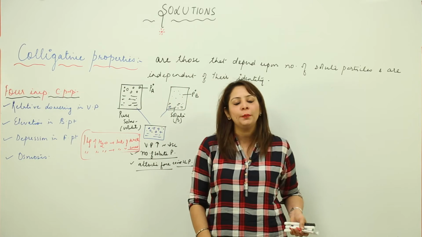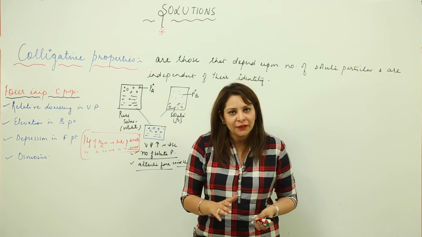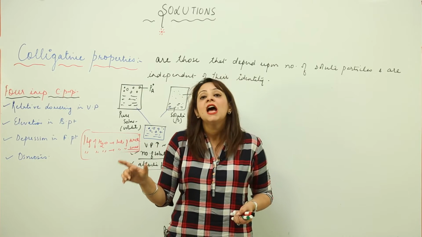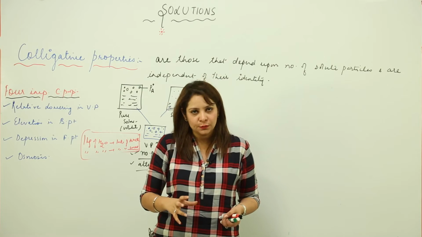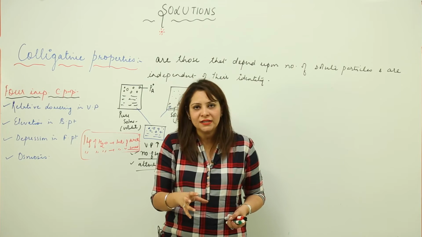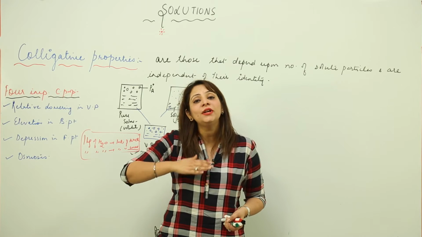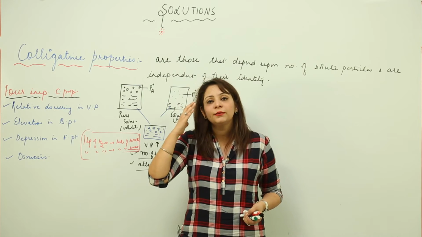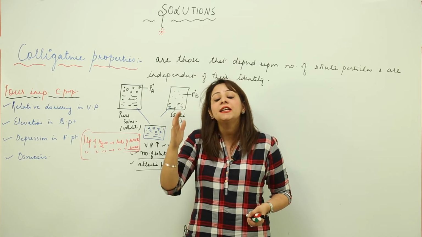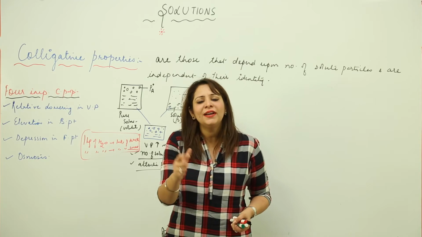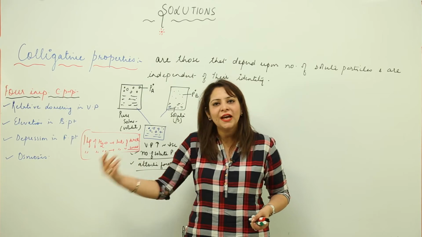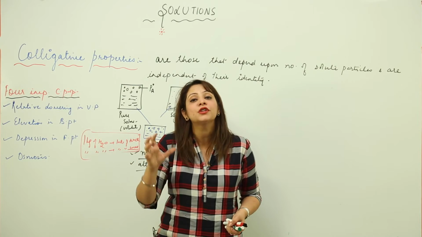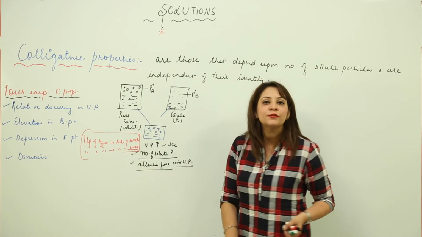I repeat, just write in your copies. Colligative properties are those properties which depend upon the number of solute particles in the solution, or the binding forces that exist between them. So we take into consideration only these two criteria, but it is independent of the nature of the solute or the solvent, that is, independent of the identity. Whether you are using NaCl, potassium iodide or urea, it doesn't make a difference. It does depend upon the number of solute particles present. So this is what a colligative property is.